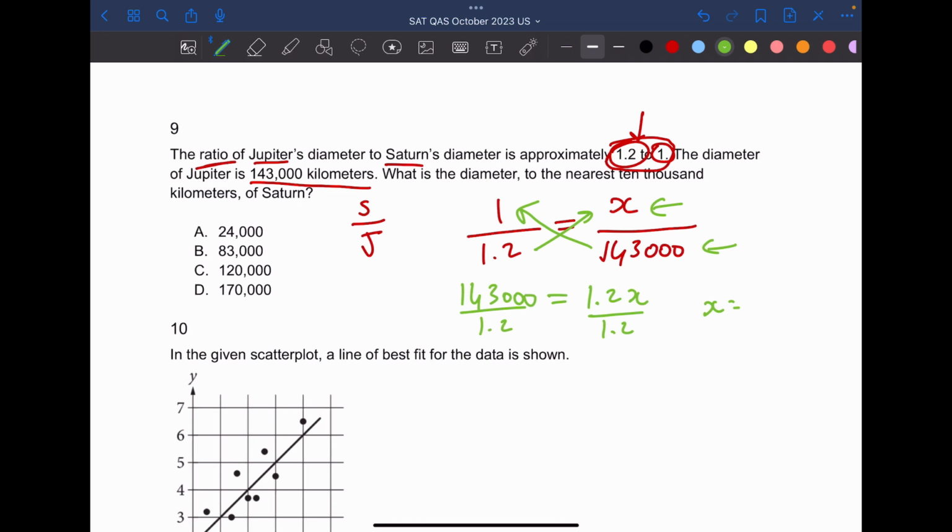This will be equal to approximately 119,166 and 2/3. And yeah, so approximately, since it's set to the nearest 10,000, this will be approximately 120,000 if you round to the nearest thousand. So the answer is C, and we are done.